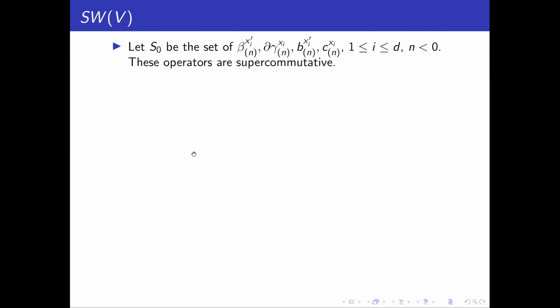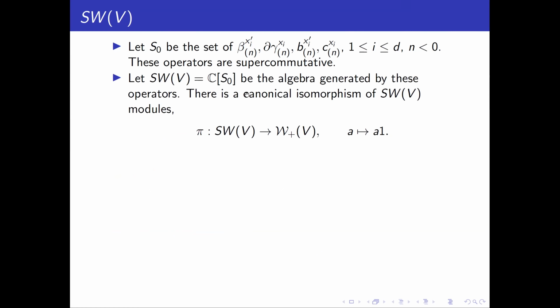Let S_0 be the set of beta, gamma, b, c, negative modes of them, only negative modes. So these operators are supercommutative. And now let SWV be the algebra generated by them. There is a canonical isomorphism from SWV to W_+V, just act on the vacuum 1, because these negative modes act on 1.